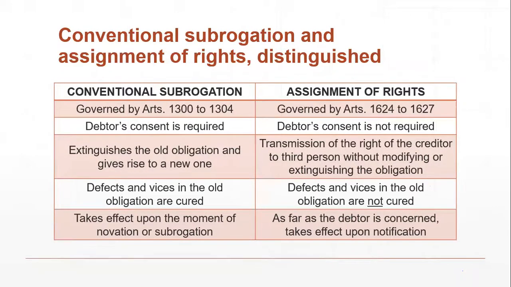Now, let us distinguish between conventional subrogation and assignment of rights. Assignment of rights premised on the idea that rights as a general rule are transmissible from one person to another. Conventional subrogation and assignment of rights are governed by completely different provisions of the Civil Code. In conventional subrogation, considering nga na conventional by mutual agreement, of course, the debtor's consent is required. In assignment of rights, the debtor's consent is not required.